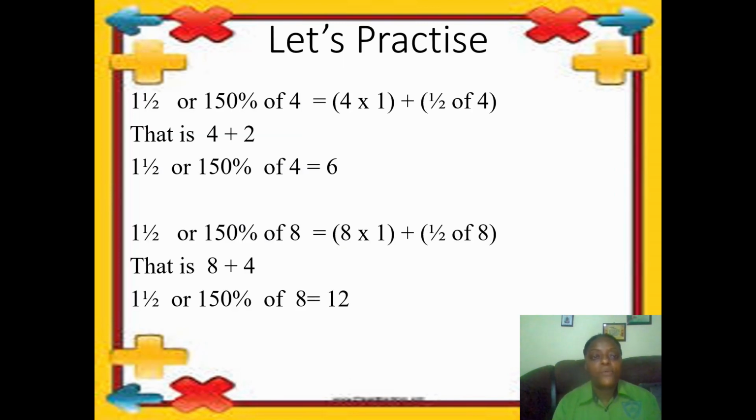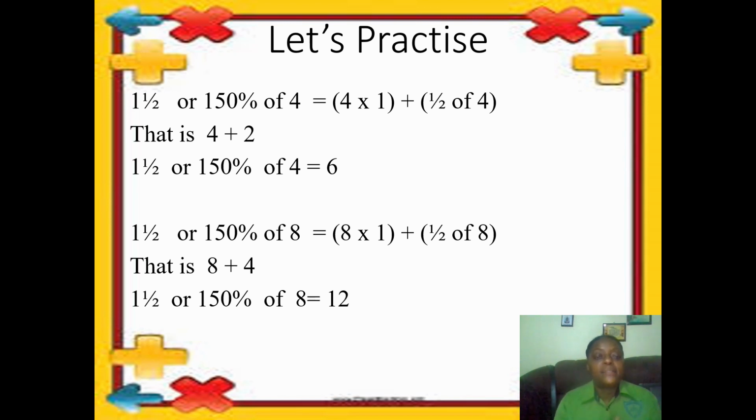Let's practice 1.5 or 150% of 4. Firstly, we find 1 times 4. 1 times 4 is 4, and a half of 4 is 2. So 4 plus 2 would give you 6. Therefore, 1.5 of 4 is 6, or 150% of 4 is 6.